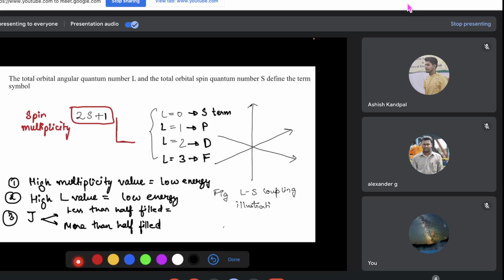So if my orbital is less than half filled, then the low J value will correspond to the low energy. So low J corresponds to low energy. For example, if I am talking about D4 configuration, it is less than half filled, and for that, lower J value will correspond to the low energy term. And for more than half filled, for example, D6 or D7, D8, the high J value will give me low energy there.